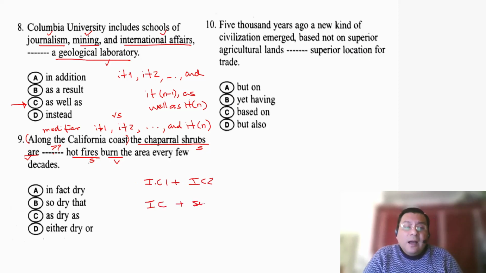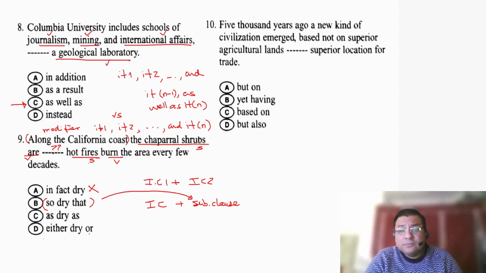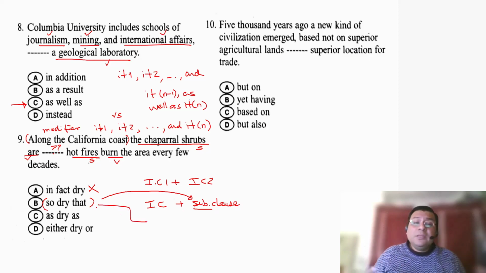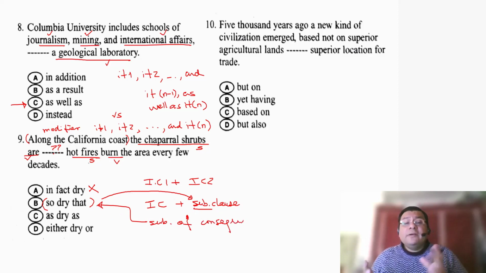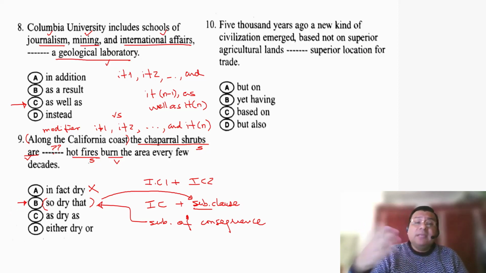It says, "are in fact dry, hot fires." We cannot connect in this way 2 independent clauses. But if we say "are so dry that," this structure here can be placed as a subordinator for the clause that follows, establishing consequence of the action described in the first clause. Along the California coast, the chaparral shrubs are so dry that hot fires burn the area every few decades. The first clause expresses an idea, which is the cause or the reason for the consequence stated in the second clause.